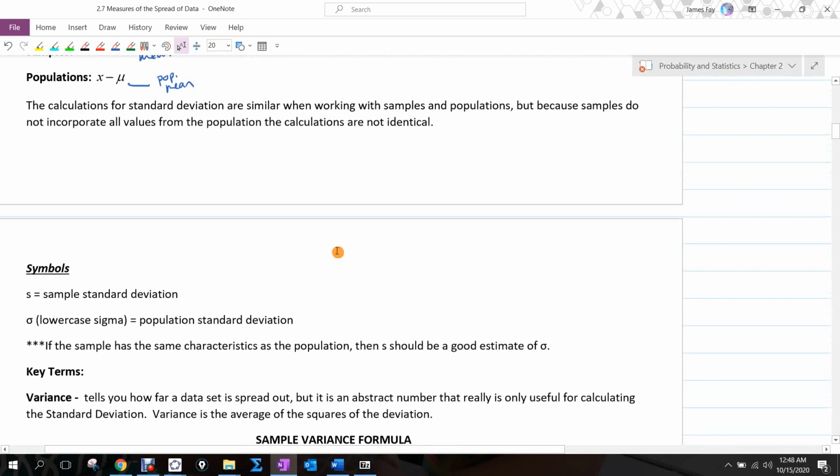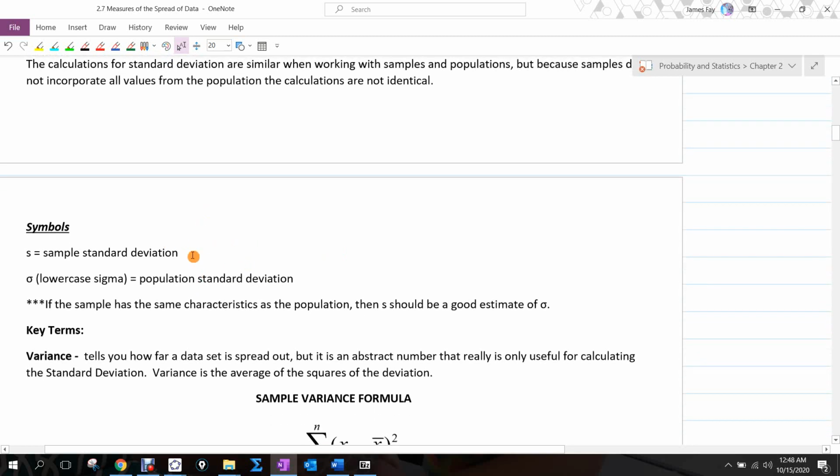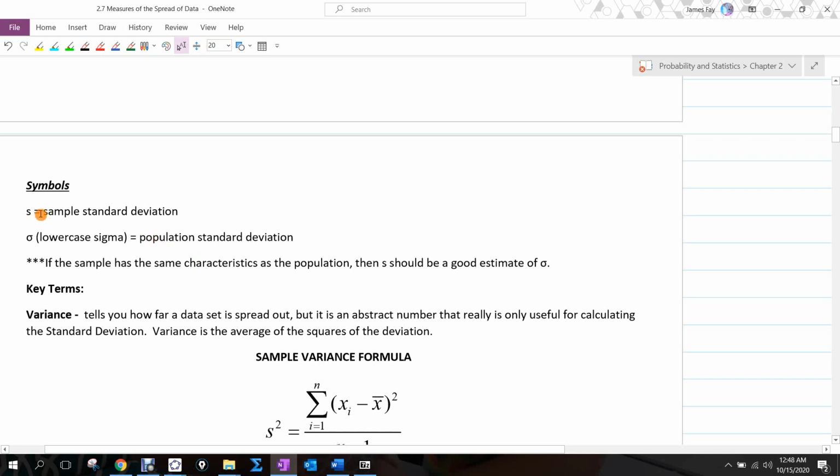So the calculation of standard deviation is similar when working with samples and populations, but a little bit different. Symbols for our formulas here: s, lowercase s, refers to the sample standard deviation. This other symbol here is lowercase sigma. We already know capital sigma; this is lowercase sigma, and it refers to the population standard deviation.